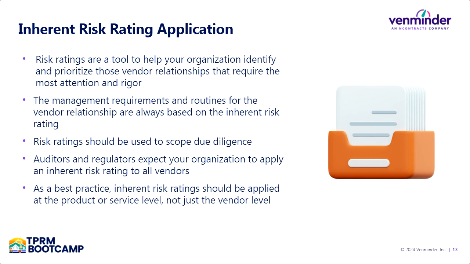Okay, once we have those inherent risk ratings, what do we do with them? How do we apply them in our process? Well, the first thing to understand is that risk ratings are always a tool to help you identify which vendors need the most attention and focus, right? And those risk ratings should also help us determine the risk management routines that we're going to put in place. So, for example, a high-risk vendor relationship needs a lot more attention and a lot more frequent interventions than a low-risk one does. Additionally, those risks that we identified are going to help us scope our due diligence to figure out exactly what controls the vendor needs to have.